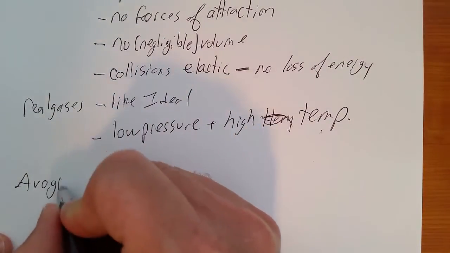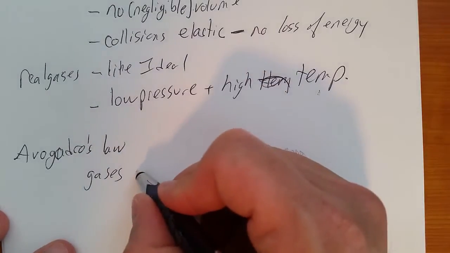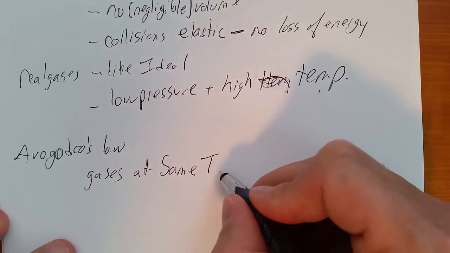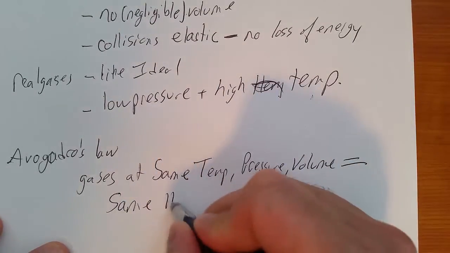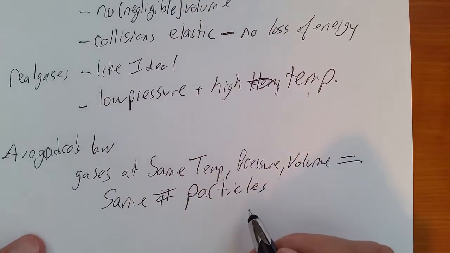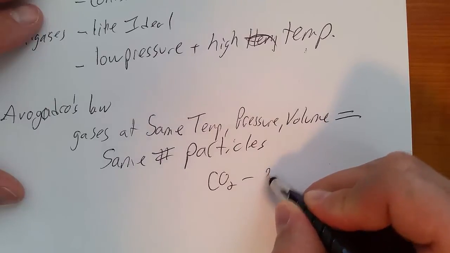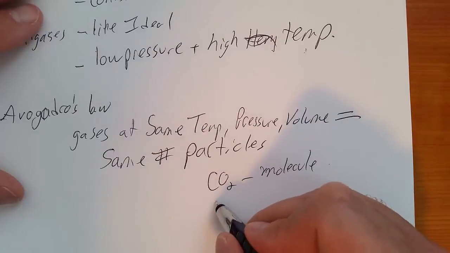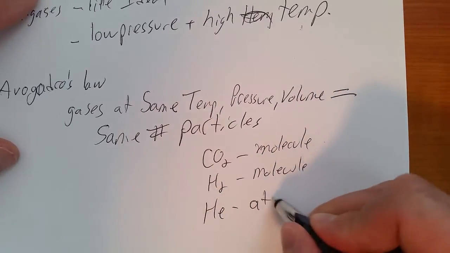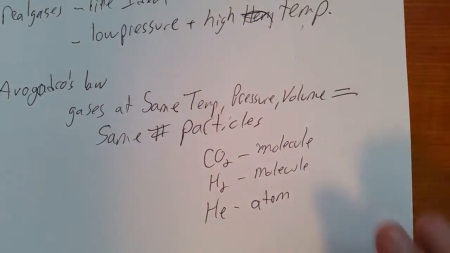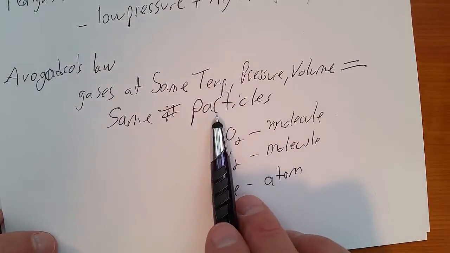All right, talk about Avogadro's law. Okay. And that means when we have gases at the same temperature, pressure, and volume, they have the same number of particles. Remember, a particle could be a compound or an atom, depending on the type of gas. If we're talking carbon dioxide, the particle is a molecule. If we're talking hydrogen, the particle is a molecule. Right? If we're talking helium, the particle is an atom. Larger particles will have more mass for that same unit volume, but they'll always still have the same number of particles.